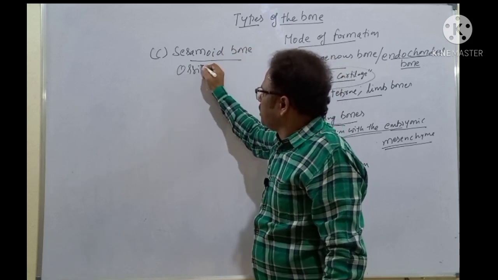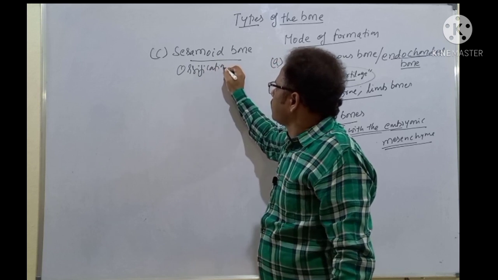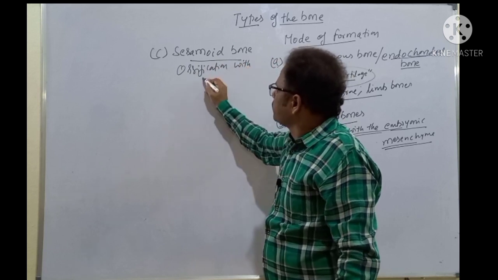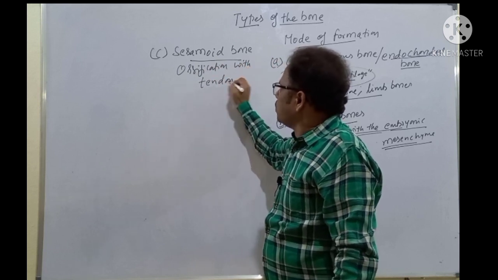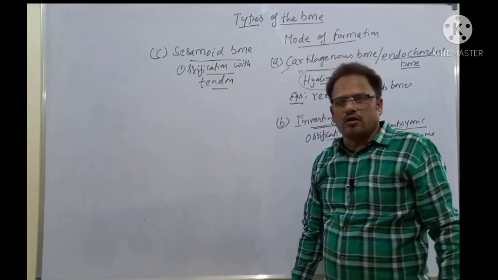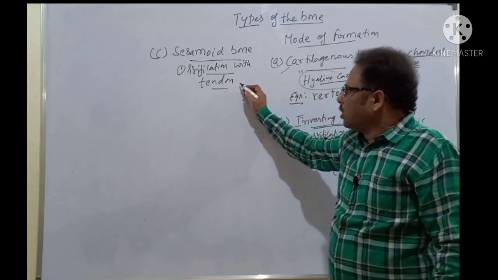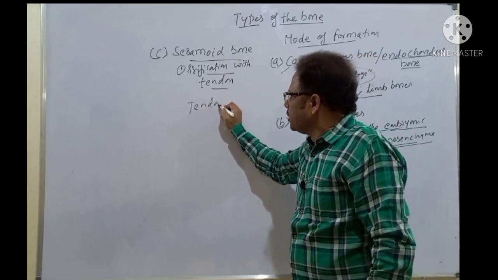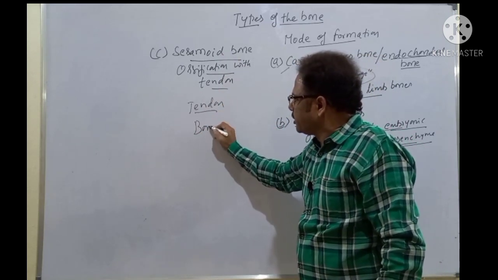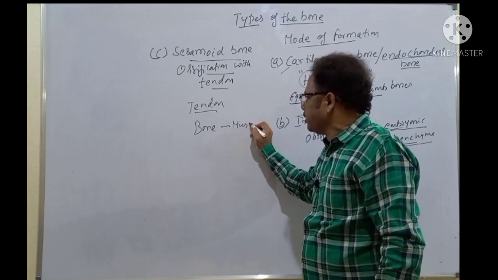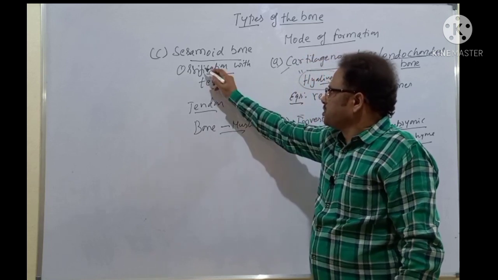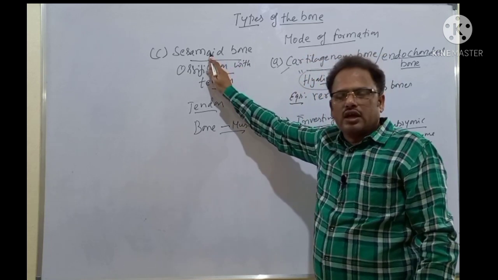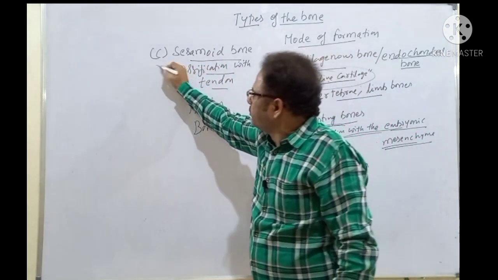Ossification with tendon. During bone formation, if they are associated with ossification with the tendon, that's called a sesamoid bone. What is a tendon? Tendon means when the bone is connected to a muscle. So when the ossification of the tendon is there, that's called a sesamoid bone. Important point.